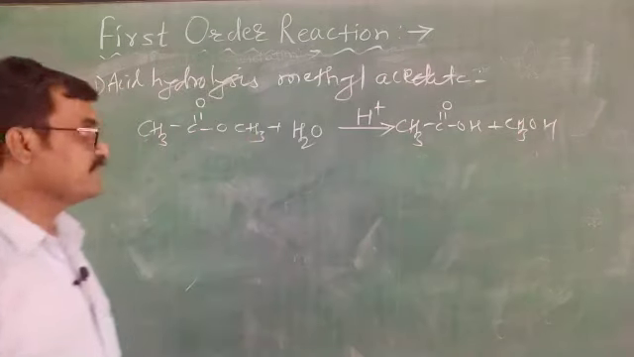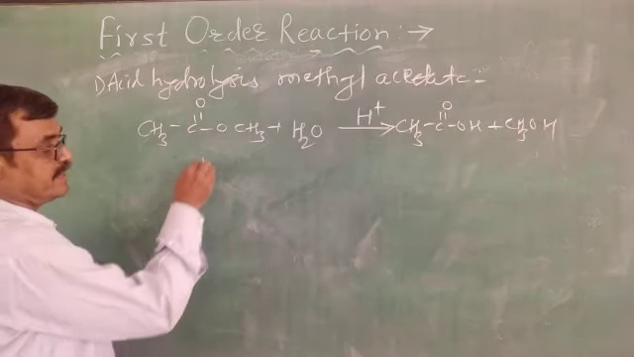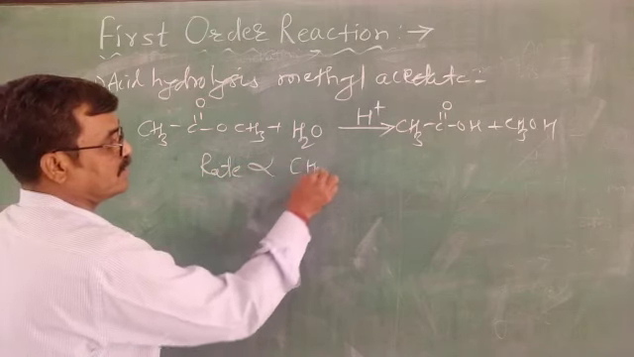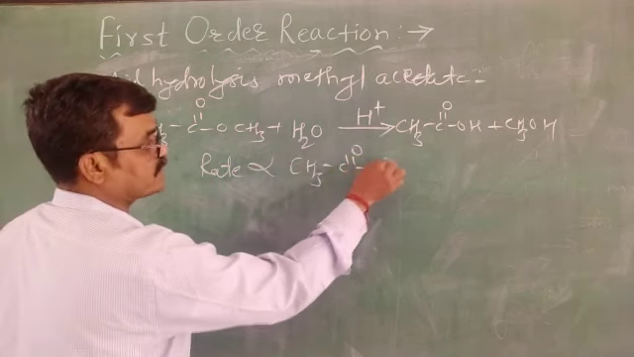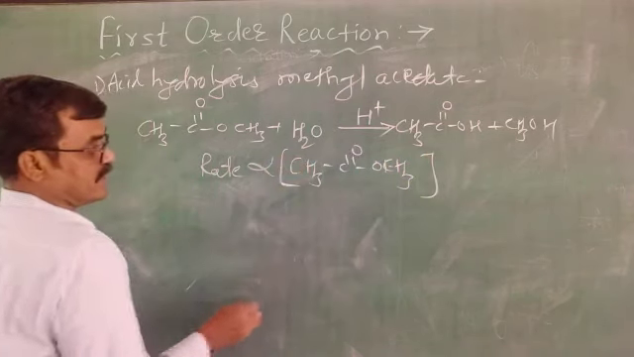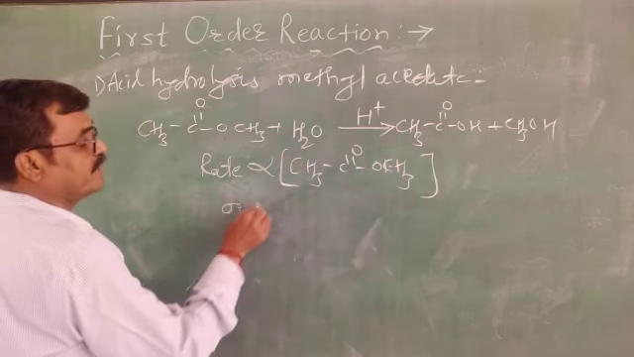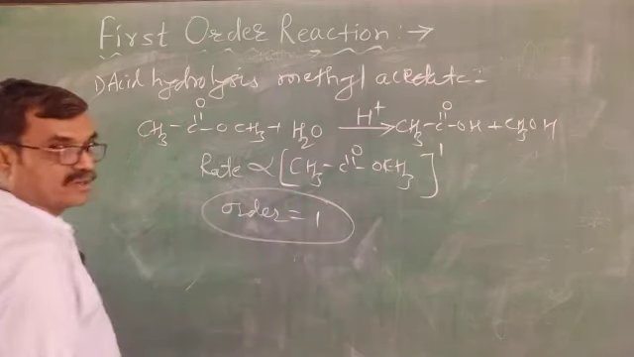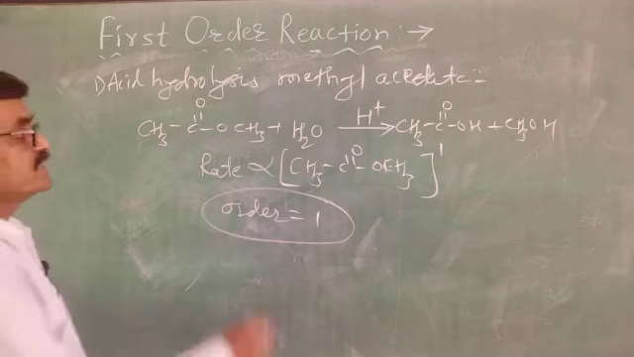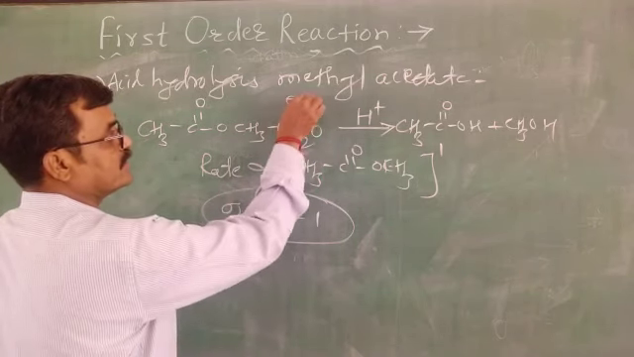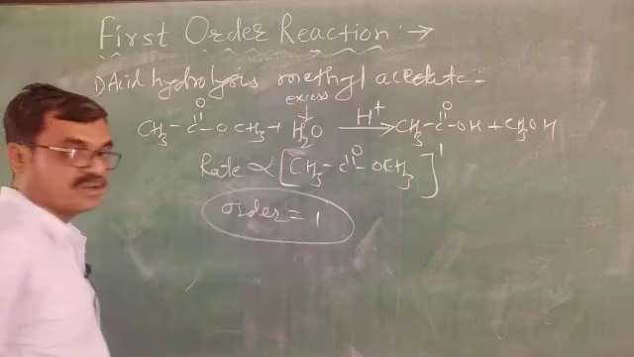In this reaction, the rate of reaction is directly proportional to the concentration of methyl acetate only. That's why the order of reaction is 1. This is a first order reaction, because water is in excess, which makes it pseudo first order.